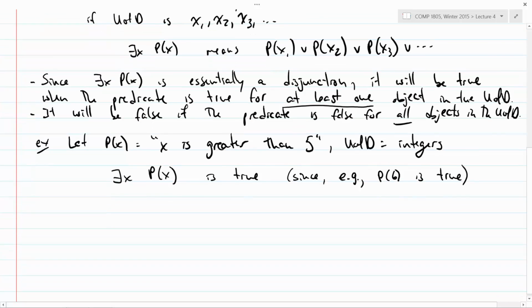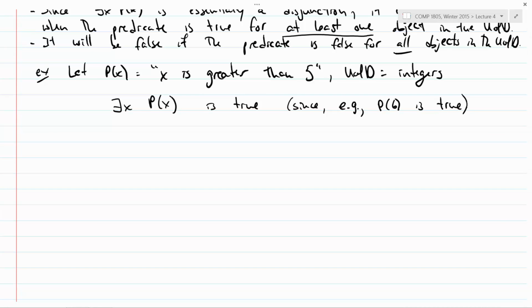So let's talk a little bit about some notation issues. I want to talk briefly about the binding of quantifiers.